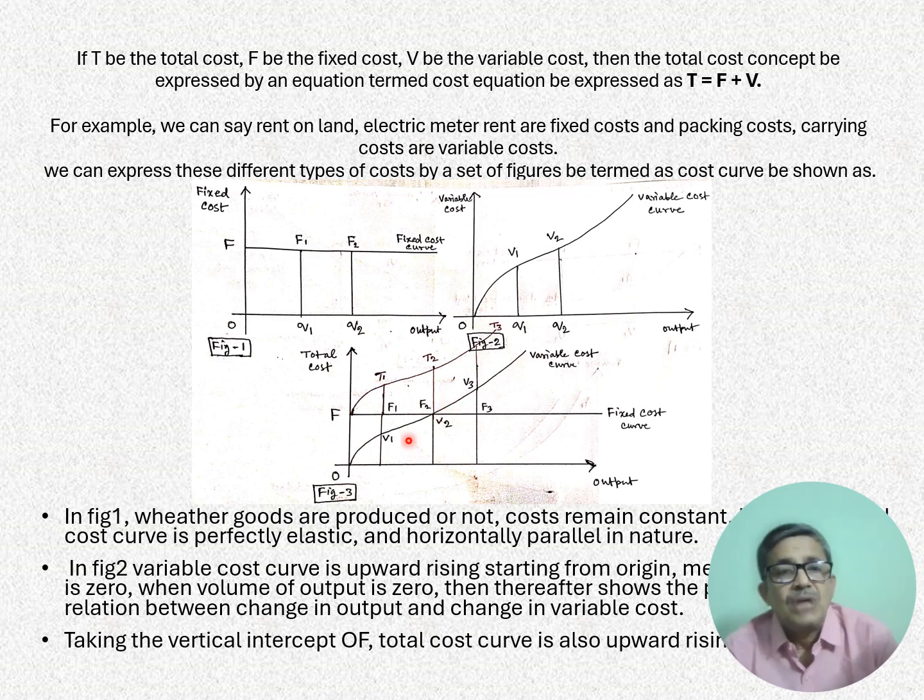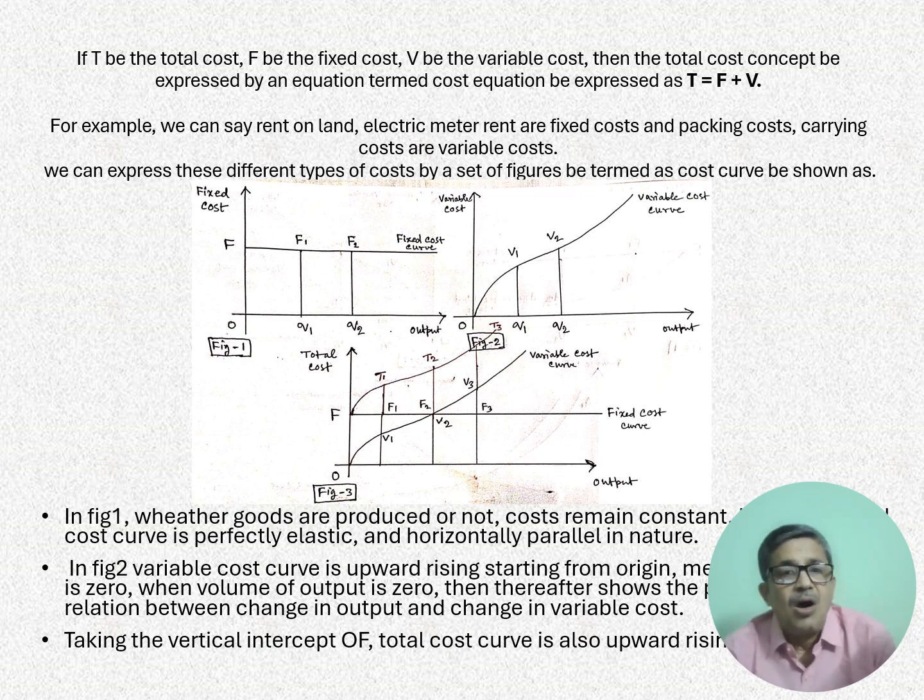But the total cost curve is the combination of both fixed cost and variable cost. As a result, it will be an upward rising curve taking a vertical intercept. The total cost curve will never start from the origin because it has some fixed cost, whereas the variable cost curve starts from the origin because there is no fixed cost involved in variable cost of production.